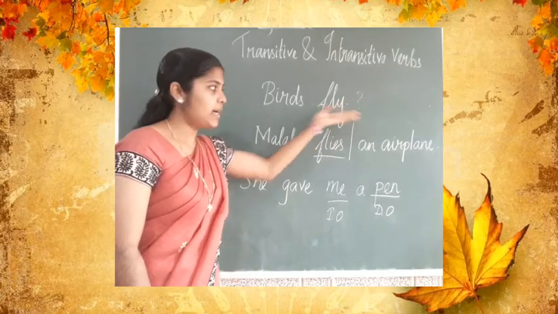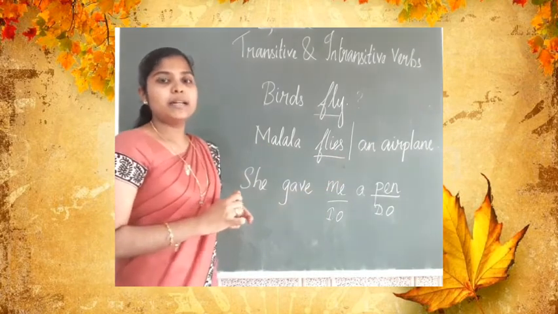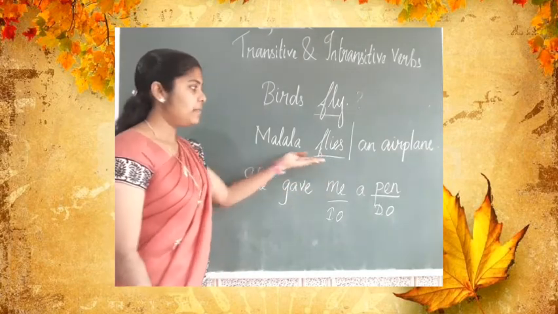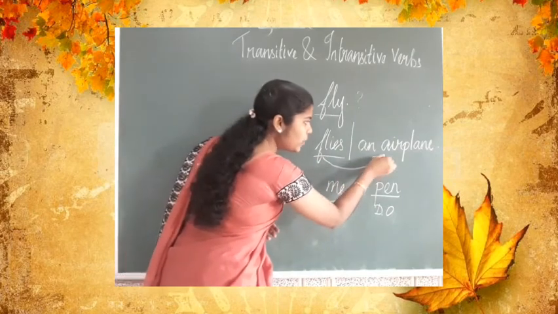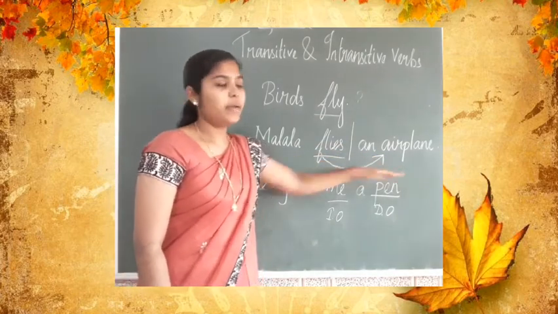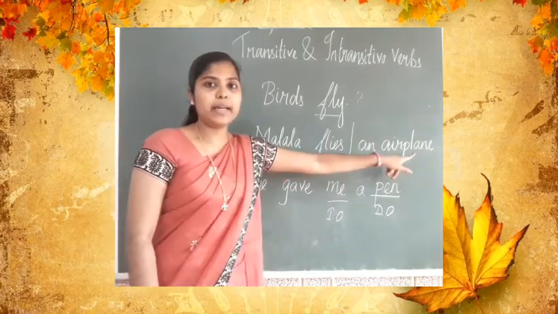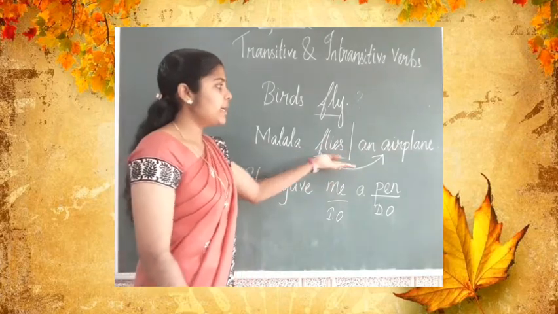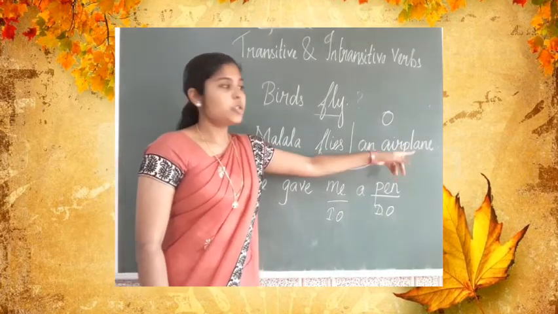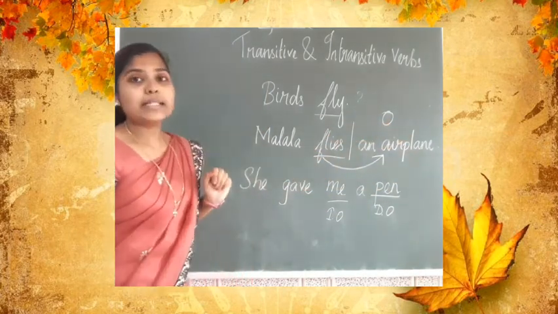For its completion. But here, Malala flies. If we take this much from this sentence, it never gives a complete meaning. Malala flies, it's like a stupid sentence, right? So, in Malala flies, this verb needs an object for its completion. If we want to complete this sentence with meaning, we have to add another object. Malala flies an airplane. So, this is the object. This verb is receiving the object. So, this is a transitive verb.